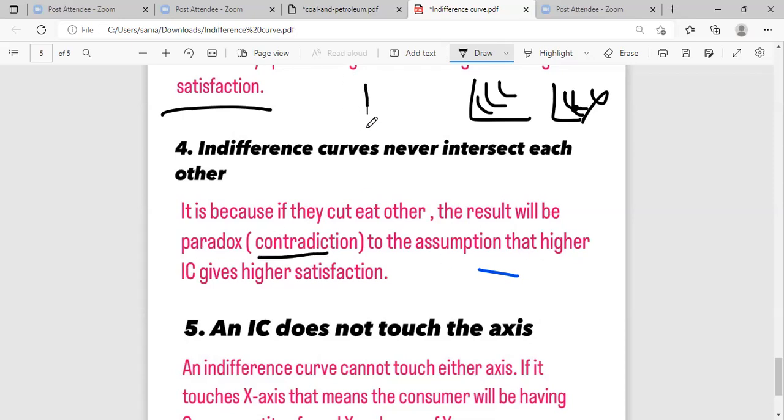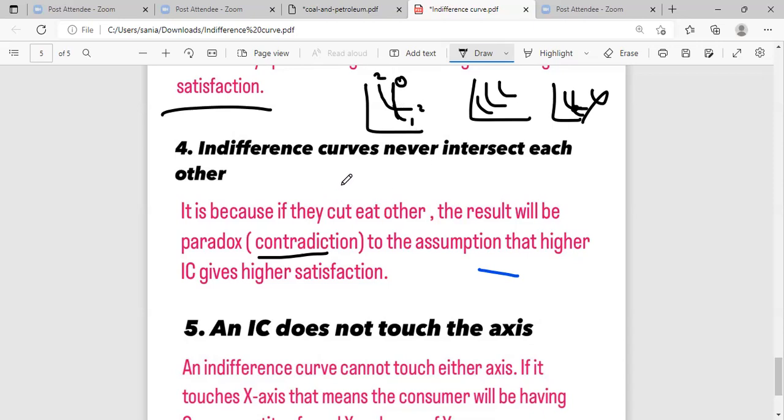Over here, for example, take these two curves. For example, this one was giving you more satisfaction. You can see more. But suddenly, now this one is higher, right? Here, the first one was higher and the second one was lower. But here, the second one is higher and the first one is lower.